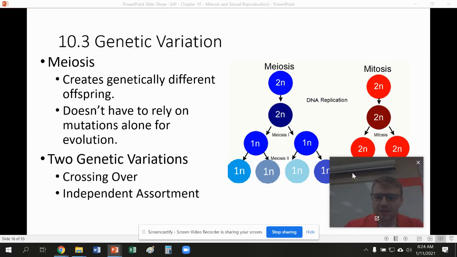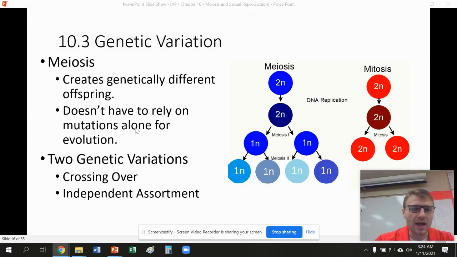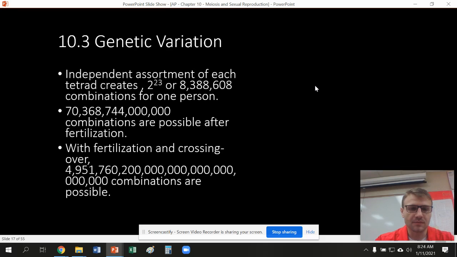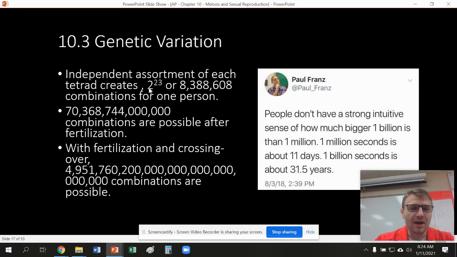So again, meiosis doesn't just have to rely on mutations for genetic diversity. Mutations are good for genetic diversity, but we have two places where we're going to get genetic variations: crossing over and independent assortment. Like I said before, with those 23 pairs of chromosomes that humans have, we create over 8 million combinations, not just 8 from where we had 3 homologous pairs, because we have 23 homologous pairs.